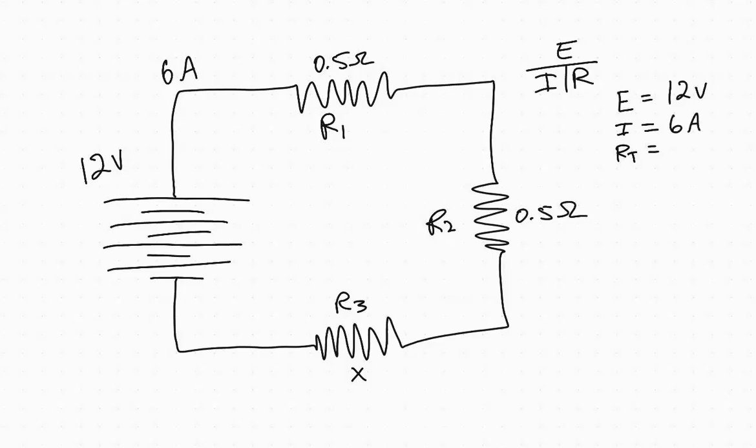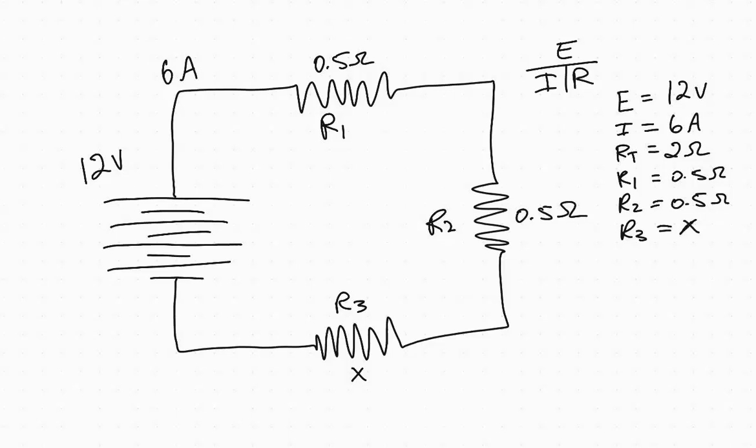Can we find RT right away? Yeah, well, easily. If you're unsure how to do this, make sure you go back to previous videos, and I can show you on Ohm's law on how to do that really, really quick. So 12 divided by 6 is 2 ohms of resistance. R1 equals 0.5. I'm going to write these down here. R2 equals 0.5 also. And then R3 is X. We do not know, but we can figure this out really, really easily.